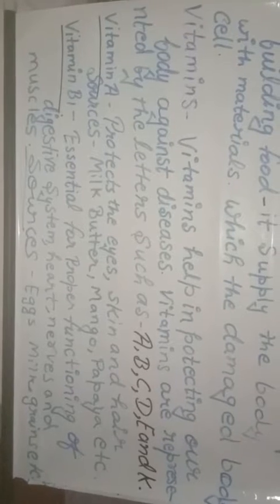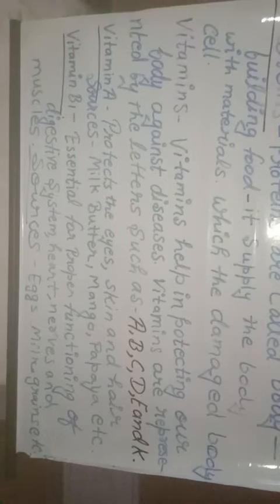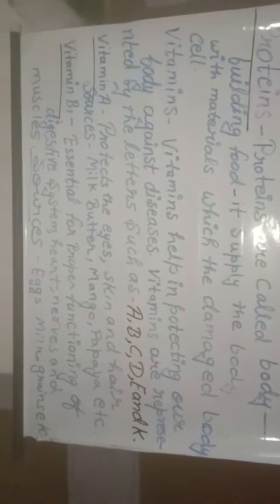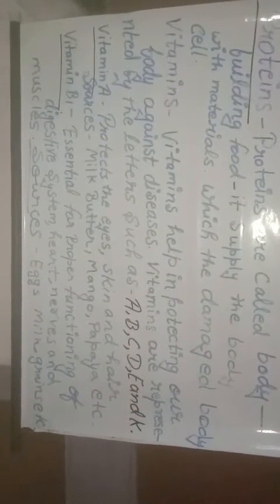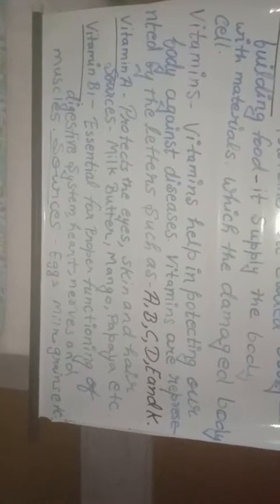We have some important vitamins like vitamin A, vitamin B, vitamin C, vitamin D, vitamin E, vitamin K. Vitamin A protects our eyes, skin and hair. The sources of vitamin A are milk, butter, mango, papaya, etc. Vitamin B1 is essential for the functioning of the digestive system, heart, nervous system and muscles. The sources of vitamin B1 are egg, milk, grain, etc.